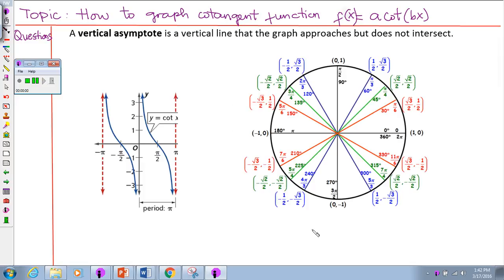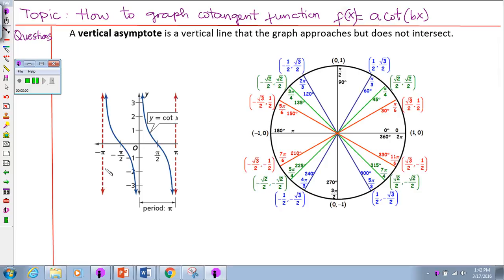Hello, my pre-calculus student. In this video, we are going to learn how to graph cotangent functions of the form f of x equals a cotangent of bx, where a and b are real numbers. Let's review what a vertical asymptote is. It is a vertical line that the graph approaches but does not intersect.